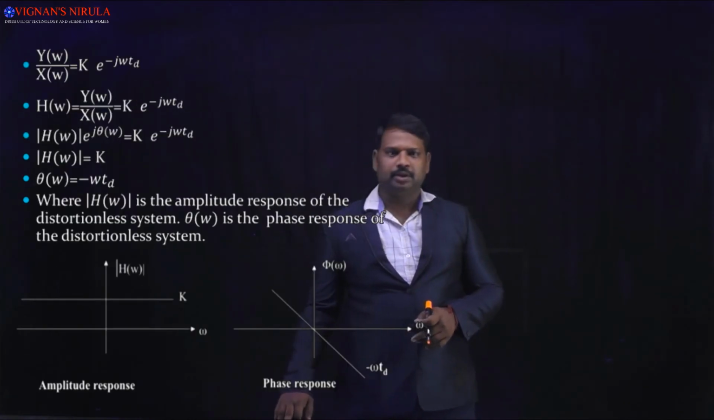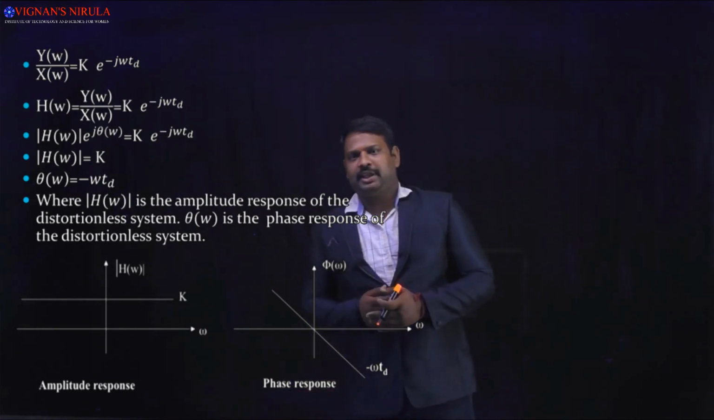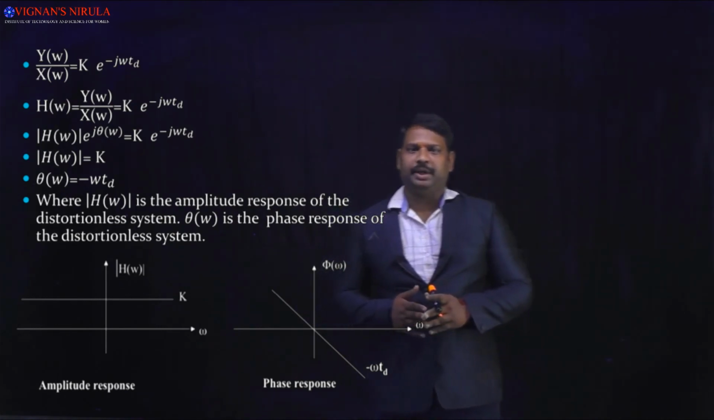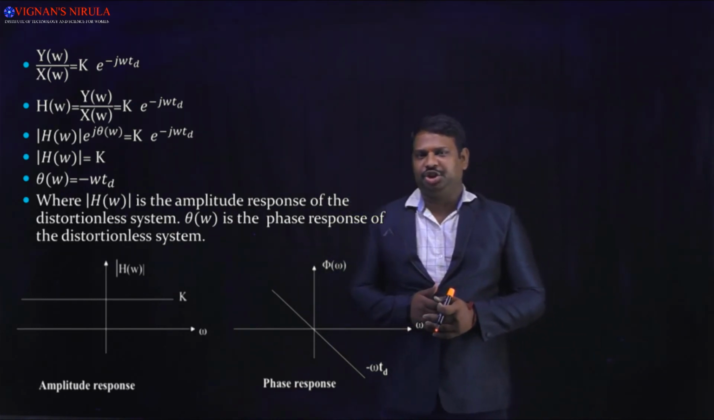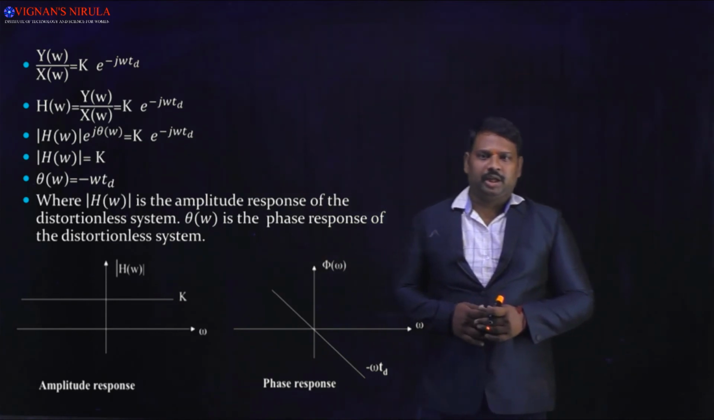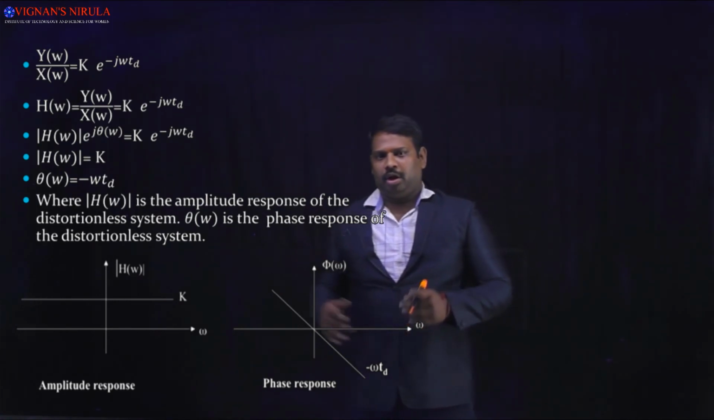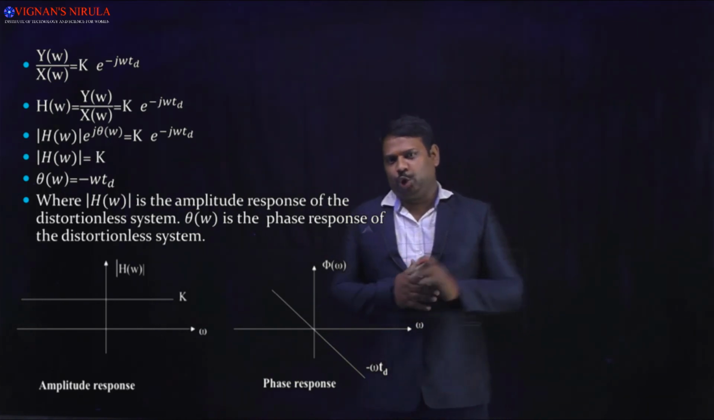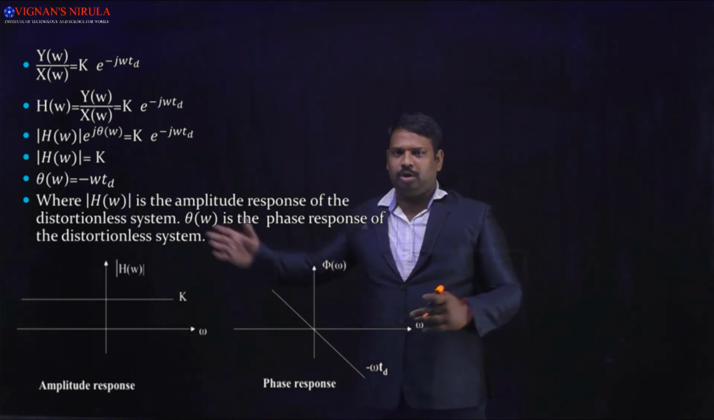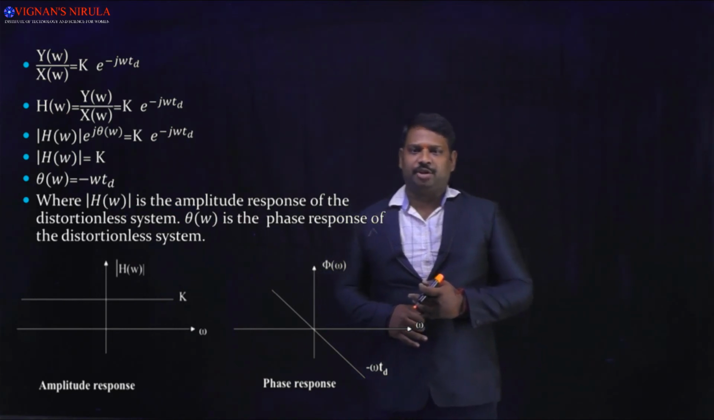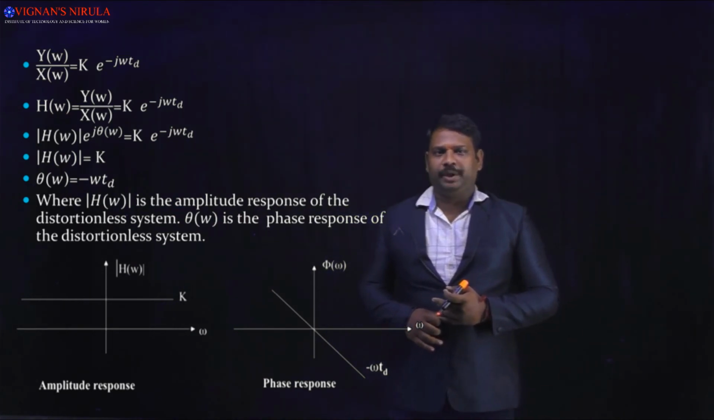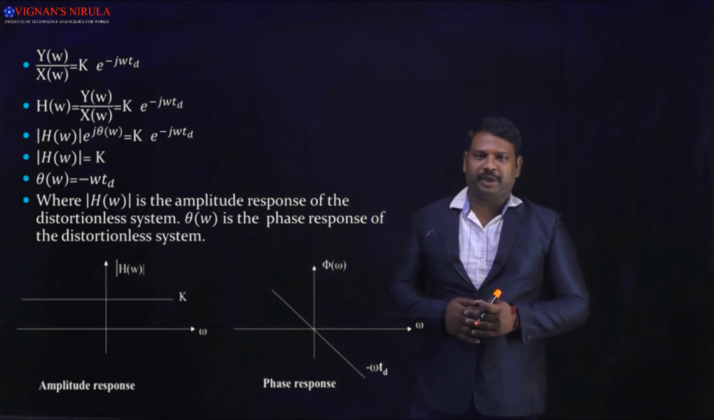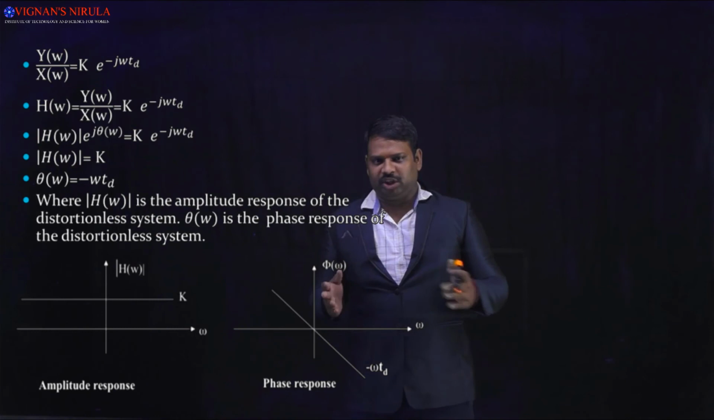Next, H of omega can be written as Y of omega by X of omega. Therefore, H of omega is equal to k into e power minus j omega td. This k into e power minus j omega td has two parts. k is the magnitude part, mod of H of omega, and minus omega td is our phase part, theta of omega.